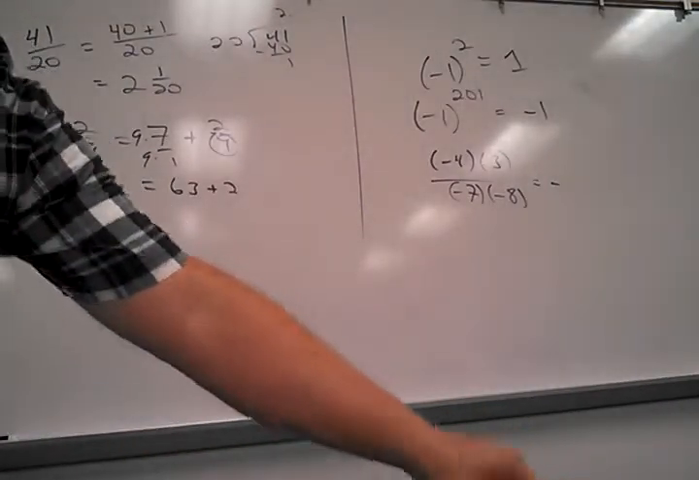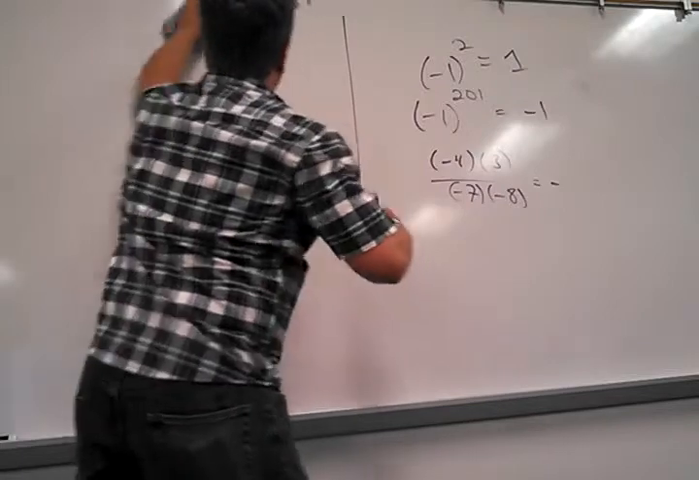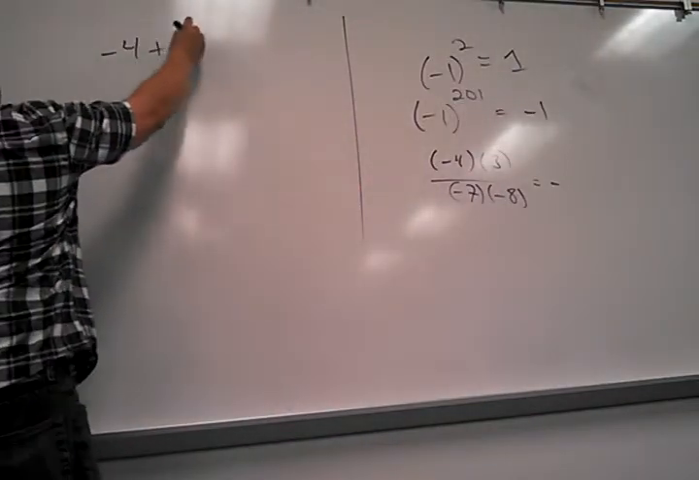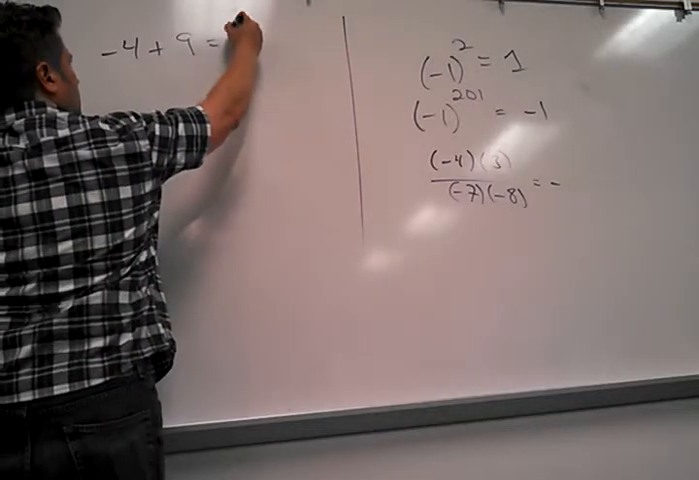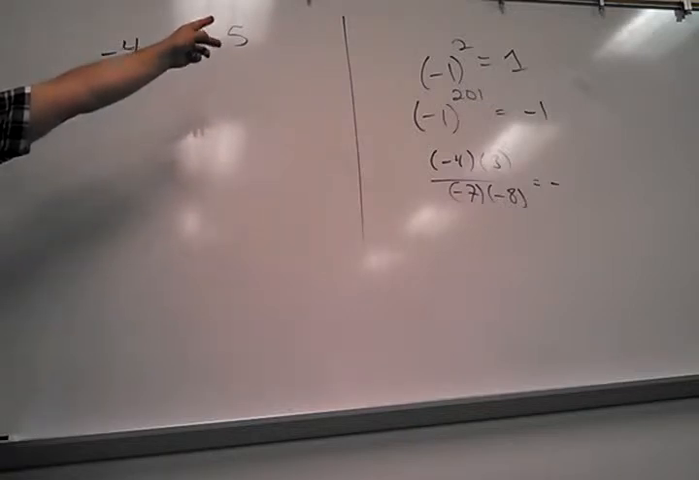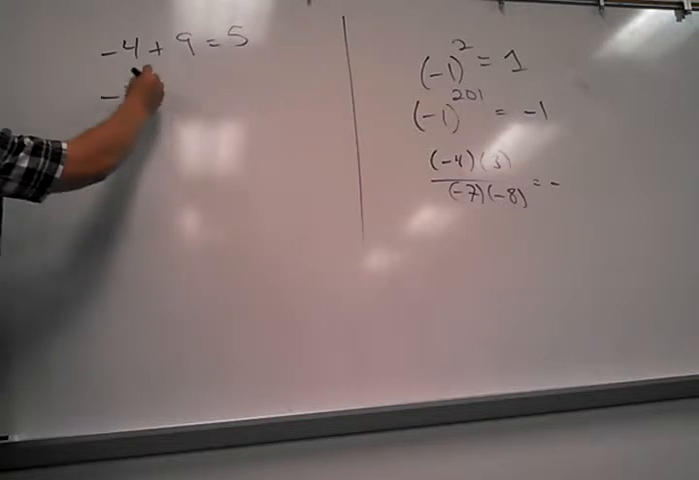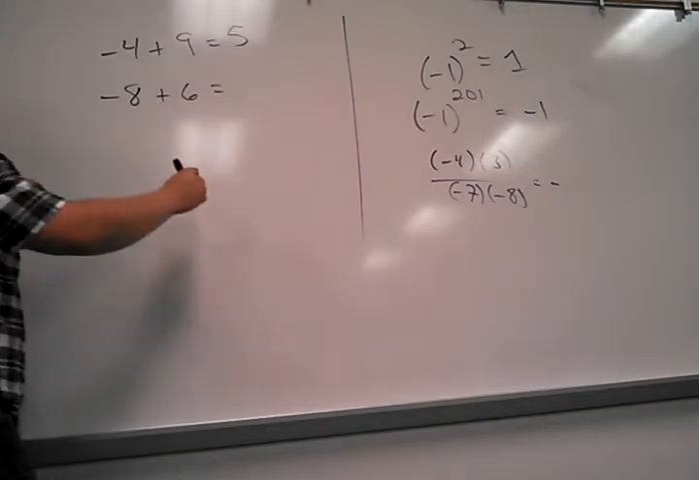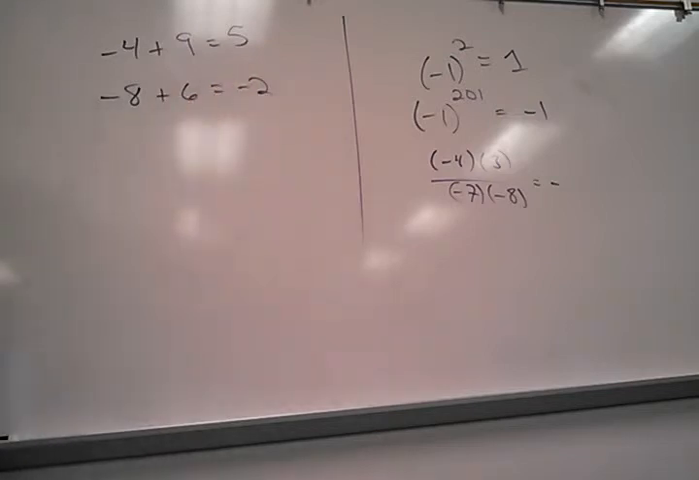Just to make sure we're all on the same page, we've already done several of these. But what would this be? Yeah, positive 5, because when they're opposite signs, you subtract, 9 minus 4 is 5, and you put the sign of the bigger one on there. So if it would have been negative 8 plus 6, 8 minus 6 is 2, the bigger one's negative. There you go. Cool. That to me is the quickest way.